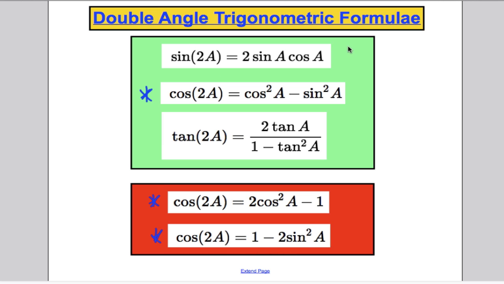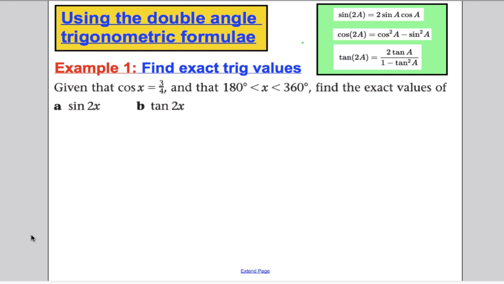And these 5 identities here we need to be able to use, and more than that, we need to be able to derive them. These are not given in the formula booklets, but they are a simple derivation from the addition formulae, which we do have. So the rest of the video is going to be using these to do various trigonometric equations, identities, etc. So let's start off with an example. We're going to use the double angle formulae to find exact trig values. And I've written the three main ones here, but remember there are two extensions for cos 2a.